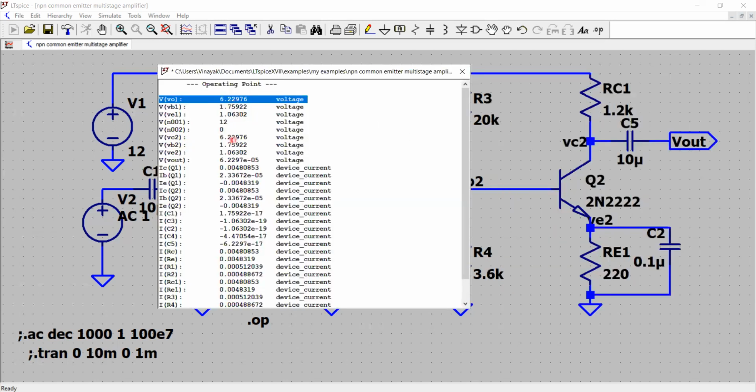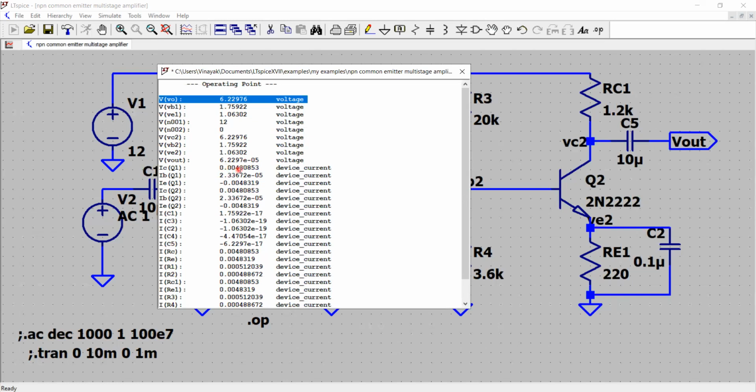So VC2 is 6.2 volt, VB2 is 1.7 volt, same as before. And our VE2 will be 1.06, same as before. So again, this transistor has the same biasing and operating point right here. What is the voltage at the collector? That is, we just said 6.2, halfway of the mid power supply. And then you have a V out, which is at the 0 volt. That's the DC bias level.